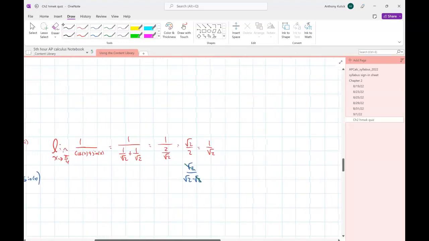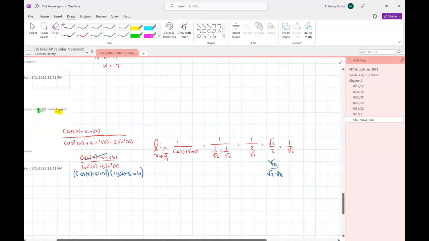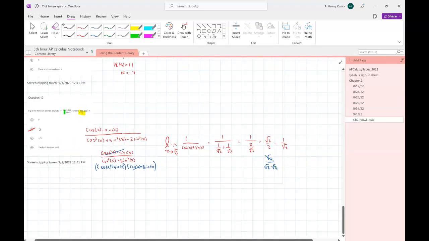Oh, yeah, of course. So how did cosine squared x plus sine squared x have plus 1? So I have 1 sine squared minus 2 sine squareds gives me negative 1 sine squareds. Yeah, no problem.